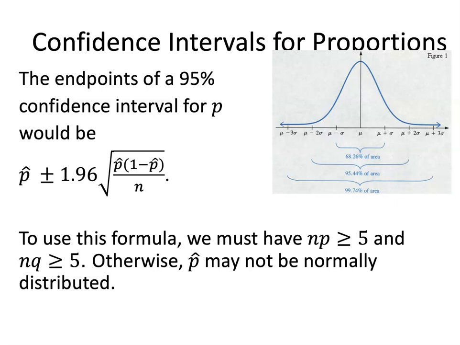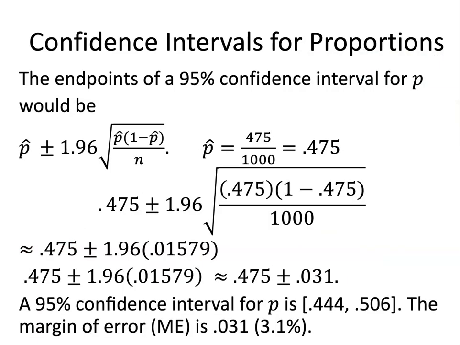To use this formula, we must have np greater than or equal to 5. That's the expected number of successes. And nq, or n times 1 minus p, is greater than or equal to 5. Otherwise, p hat may not be normally distributed. So np and n times 1 minus p, both of those have to be greater than or equal to 5.